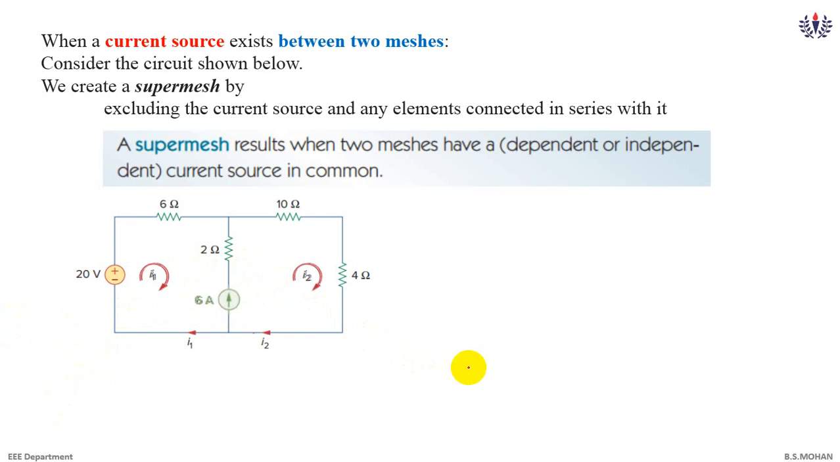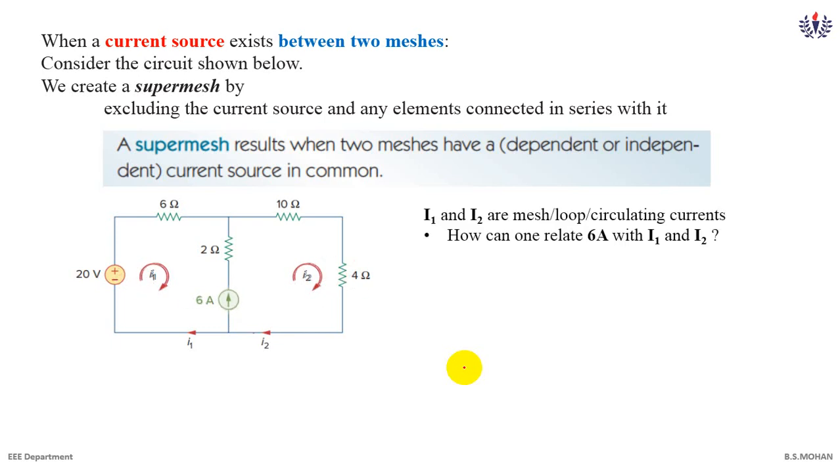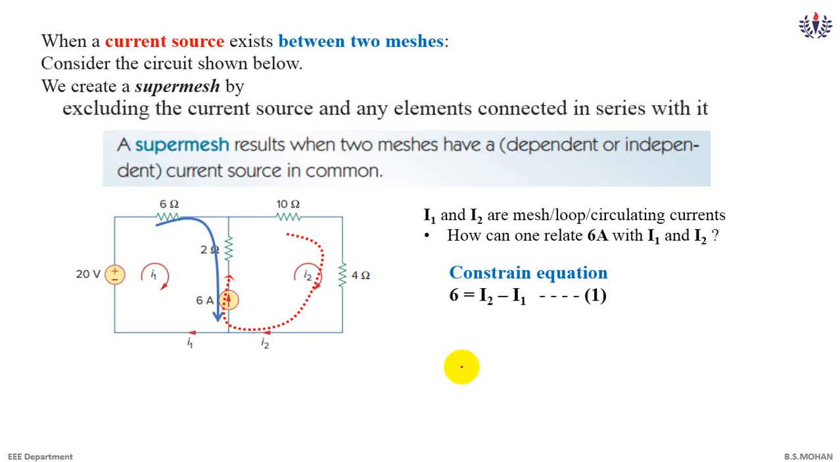So let us write the equation for 6 amperes with respect to I1 and I2. We have seen that earlier. I'll call that the constraint equation. The constraint equation is nothing but I2 is in the same direction as 6 amperes and I1 is opposite to 6 amperes. Thus we write the equation as 6 is equal to I2 minus I1, and I write that as equation 1, right?